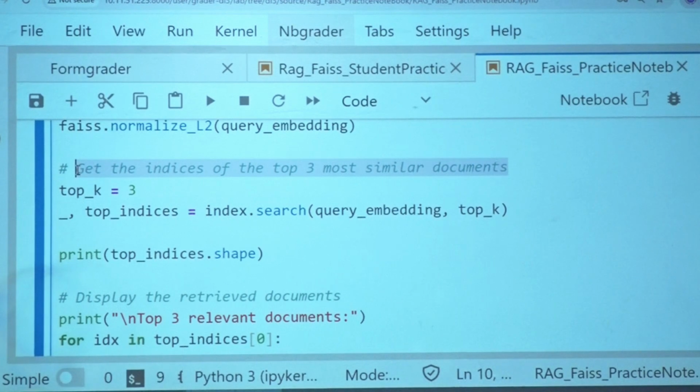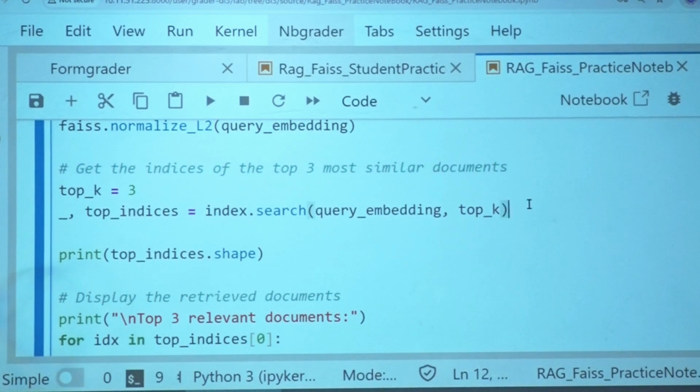Remember, we are only searching the index, nothing else. So we are searching the index for the relevant documents, and it will give us, look at the search. What are we asking? Index.search, query embedding. So index already contains the embedded version of the documents. Query embedding we are just supplying, and we are saying top K. Top K means how many best documents do you want?